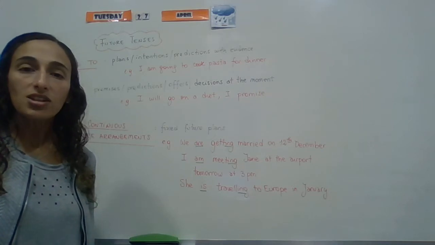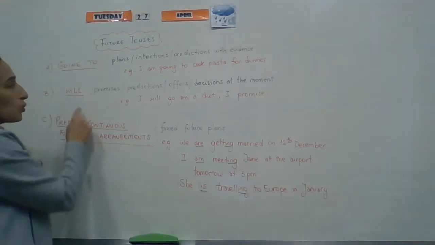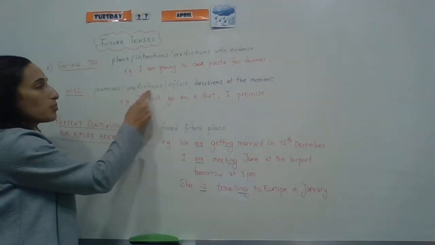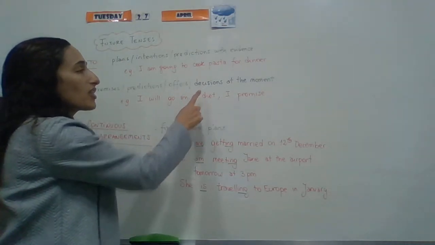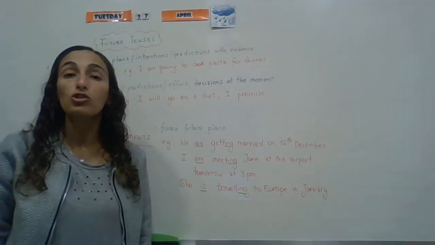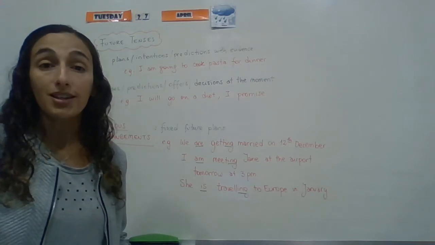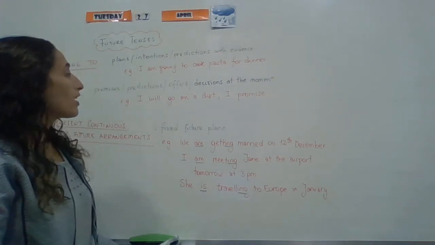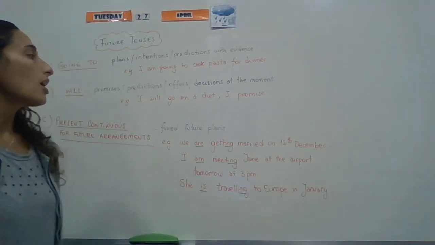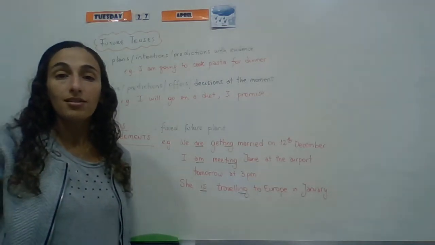We also said in the previous class that we use will for promises, predictions, offers, and decisions at the moment, for example, in a shop or in a restaurant, when we decide what to buy or what to eat, right? In this case, we have an example of a promise. I will go on a diet, I promise, right?